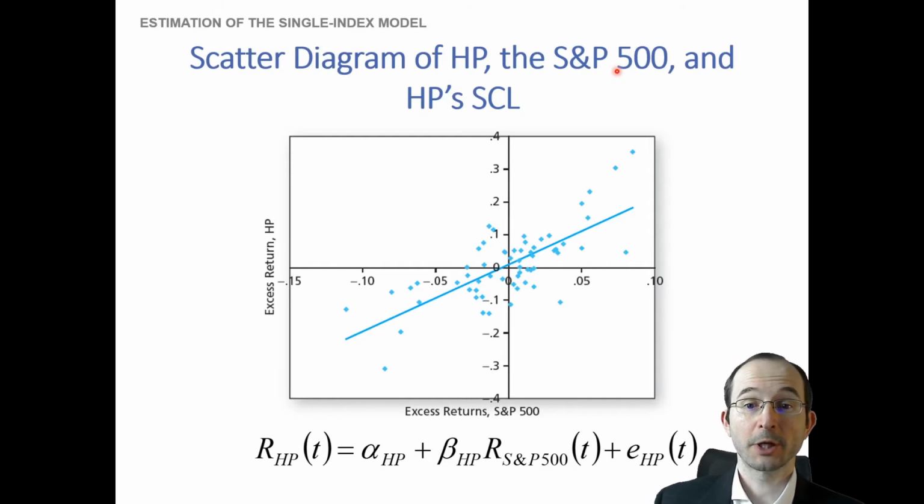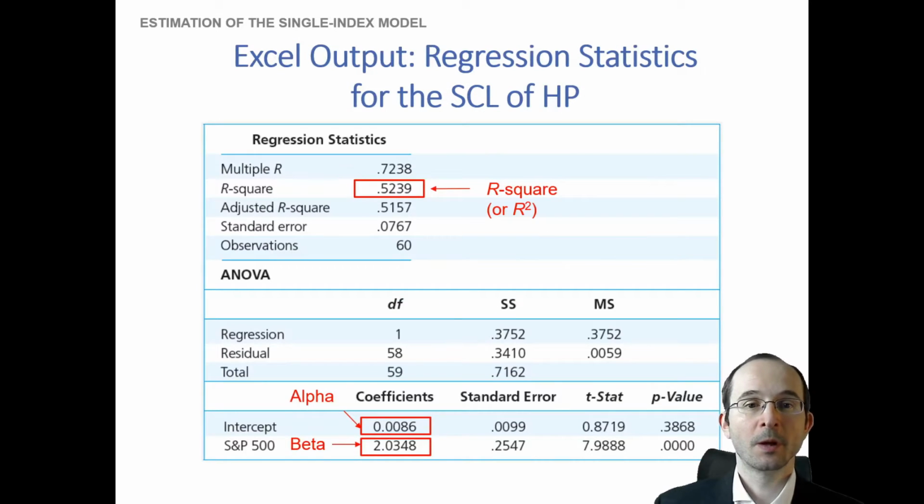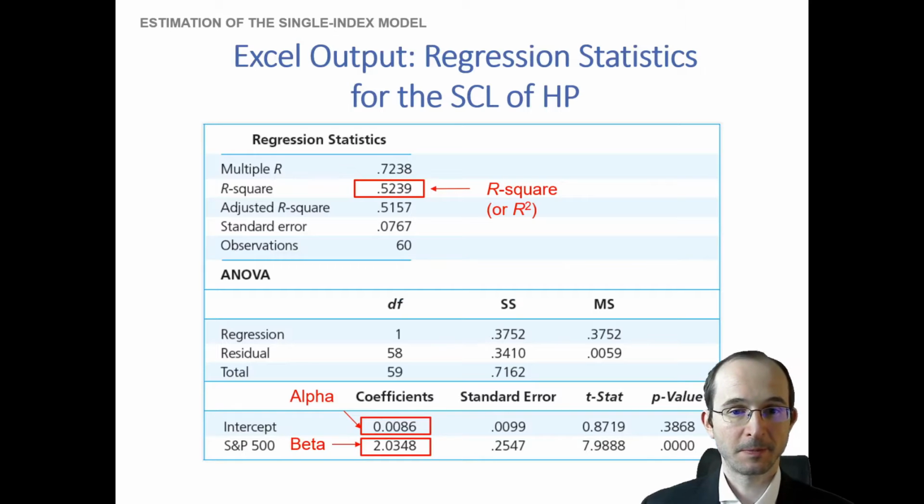So, how do we actually go about estimating this model? Well, we run a regression. Remember, we take the excess returns to HP as our dependent variable. We take the excess returns to the S&P 500 index as our independent variable. And if we do this in Excel, our results will look something like this.